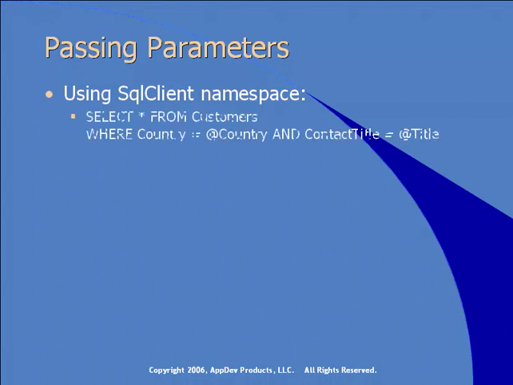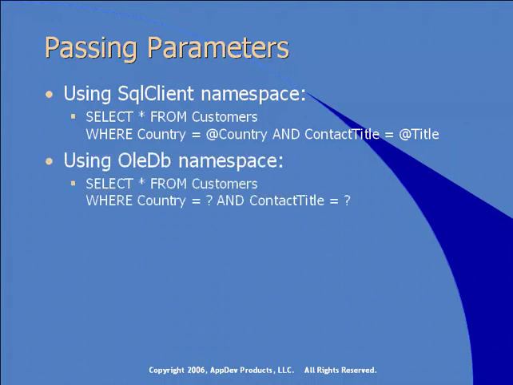With the SQL Client namespace, you'll have SQL strings that look like this. Whether or not using a stored procedure, even with dynamic SQL, you can have parameters, and the parameters must have names that begin with an @. For OLEDB, you can have parameters whether it's a dynamic SQL or a saved query, and the parameters are just question marks, and you refer to them by their position, that is, the number of the parameter that it is, starting with parameter number 0.